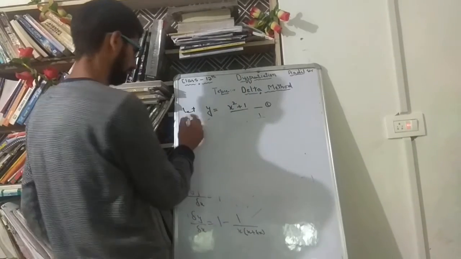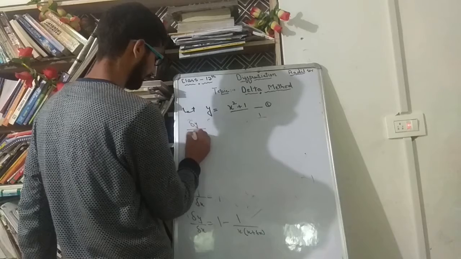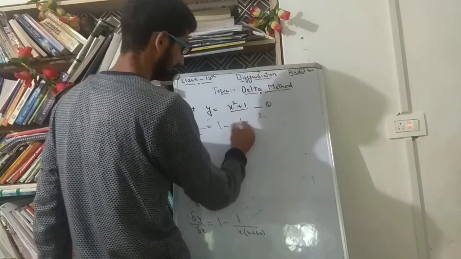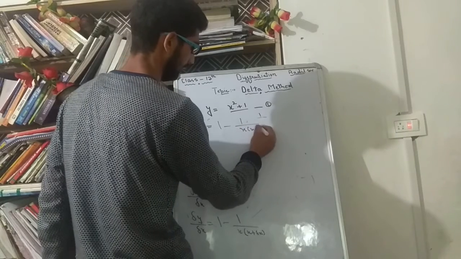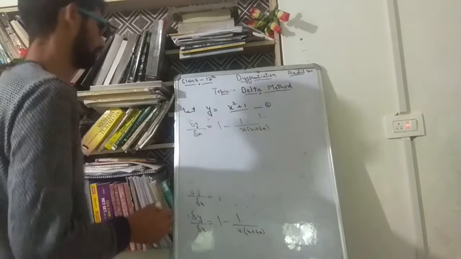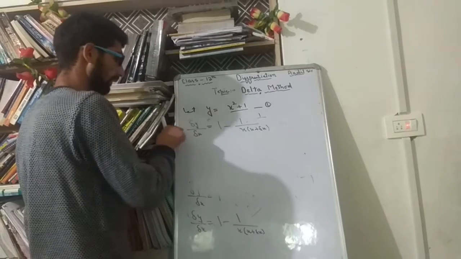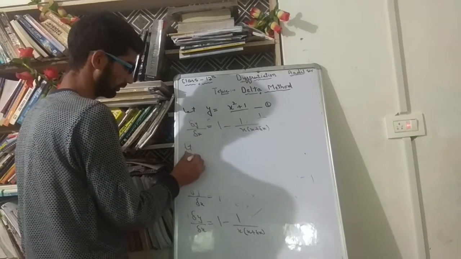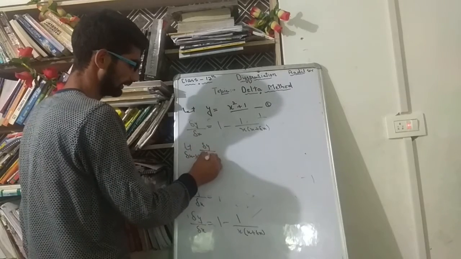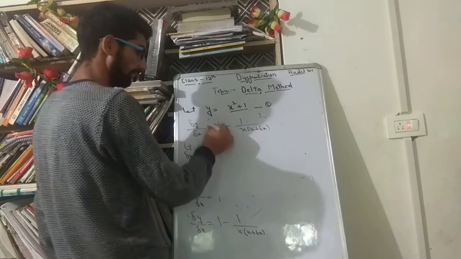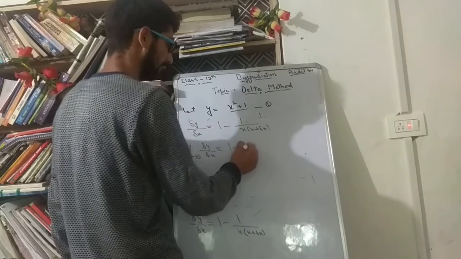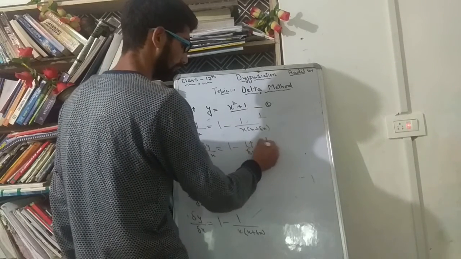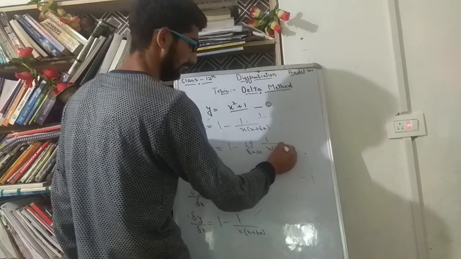So our del y divided by del x is equal to 1 minus 1 divided by x into x plus del x. Now the final step is taking the limit del x to 0. So the limit as del x tends to 0 of del y divided by del x is equal to the limit of 1, that is 1, minus the limit as del x tends to 0 of 1 divided by x into x plus del x.